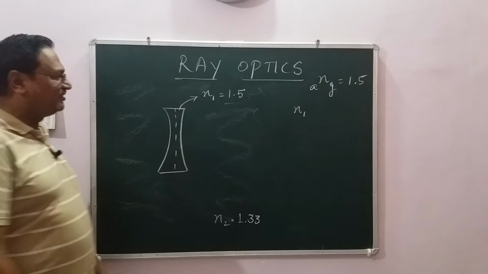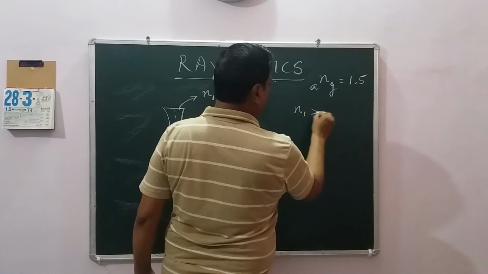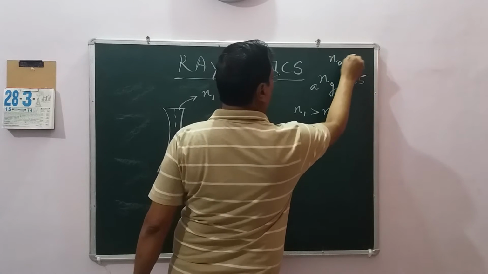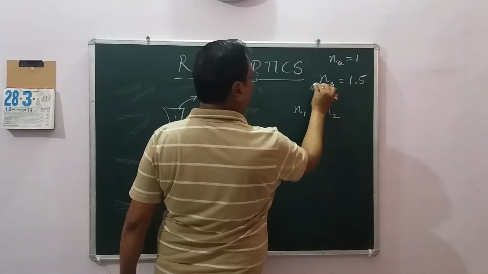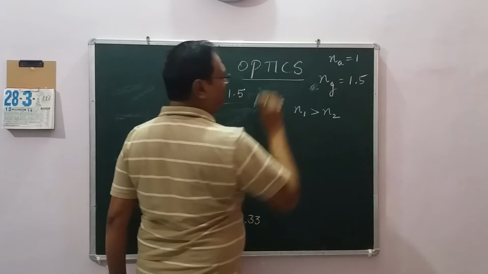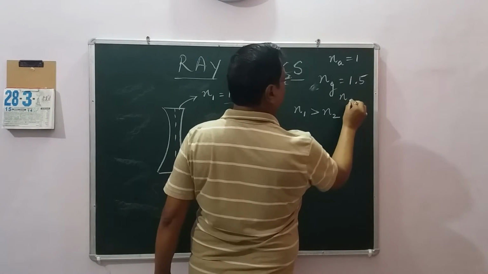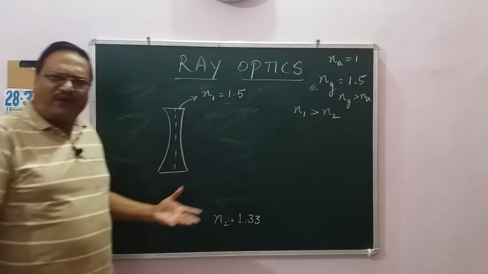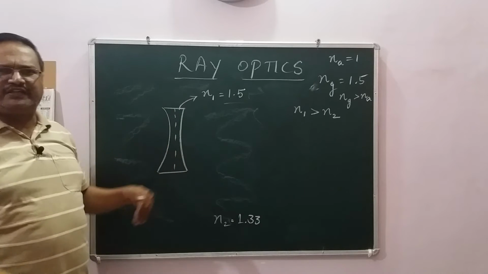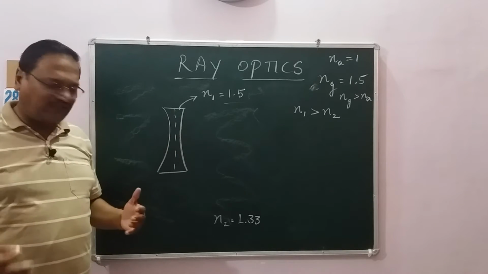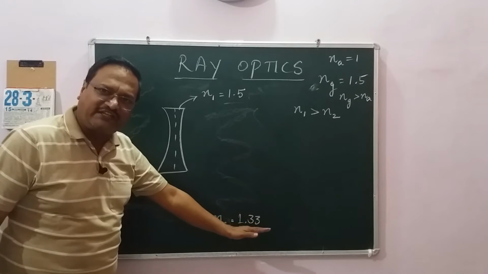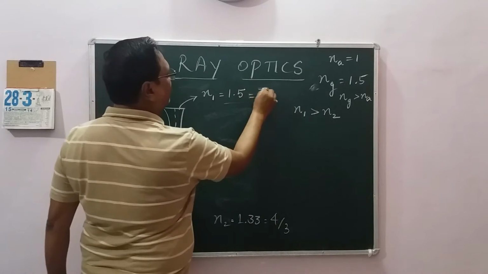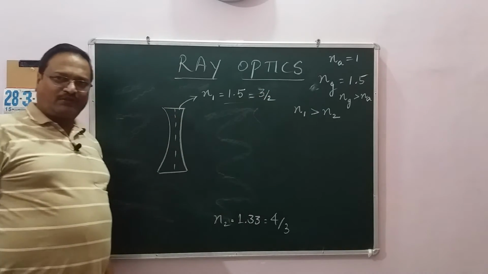Again you see the condition, n1 is greater than n2. Here the refractive index of air is 1 and the refractive index of glass with respect to air is 1.5. So the refractive index of glass is greater than that of air. Now I immersed it in water, where the refractive index is 1.33, or 4/3, and the glass is 3/2. So what will happen?